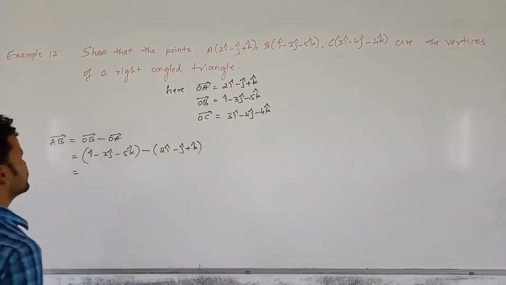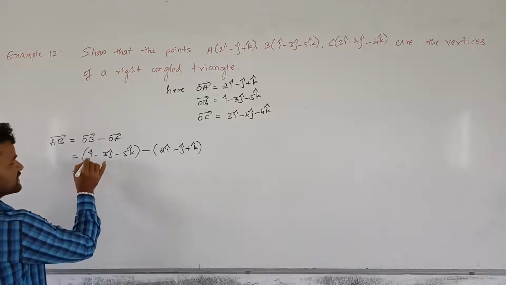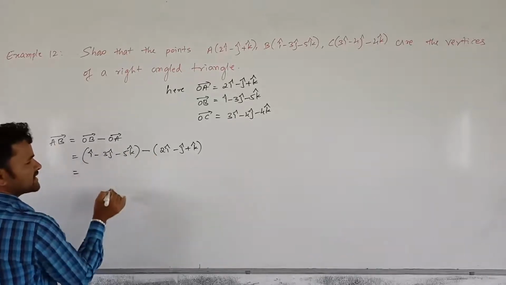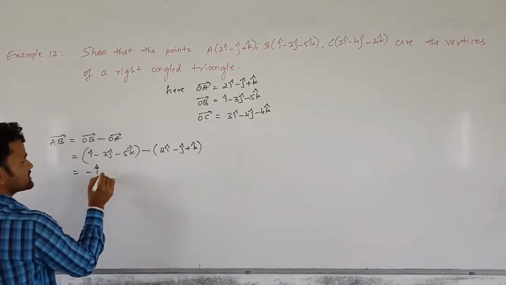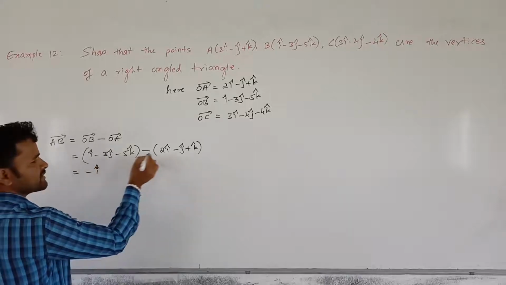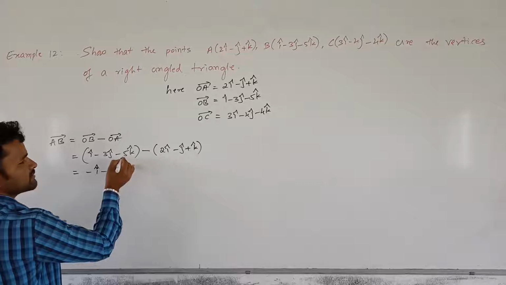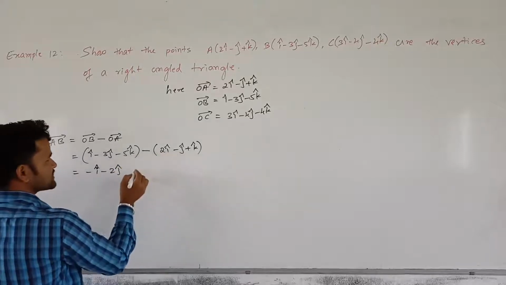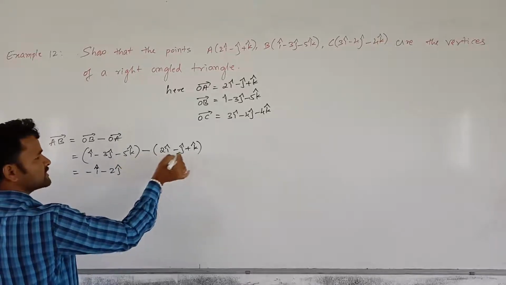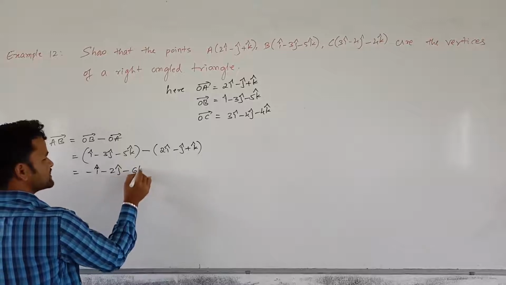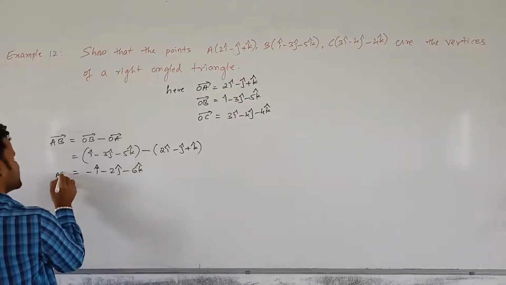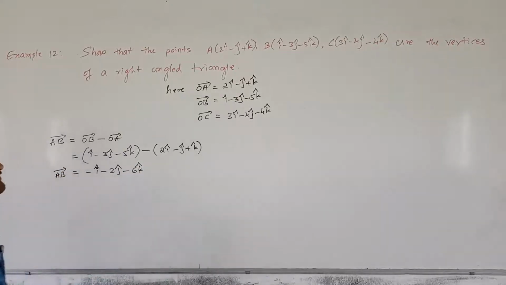Okay. Now we will subtract it. i minus 2i is minus i, minus 3j minus minus plus j is minus 2j, minus 5k minus minus into plus, so here minus is there, minus 6k. What is this? This is vector AB.